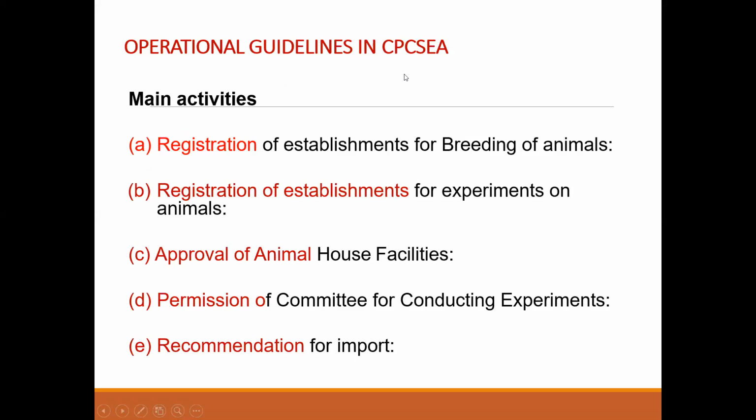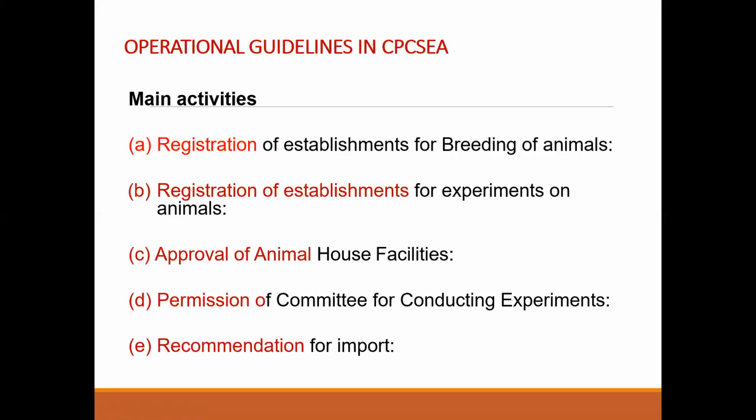Then operational guidelines in IAEC. We have already seen that the guidelines should be provided to every IAEC committee or every college committee, regarding the registration and the establishment of the animal house.